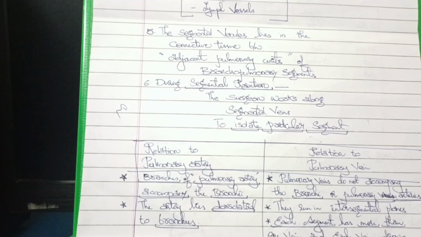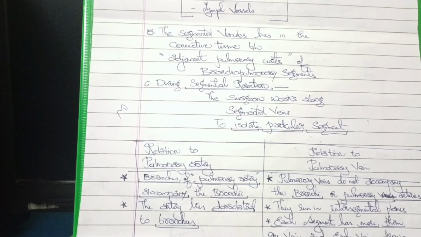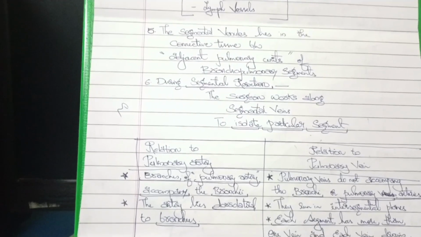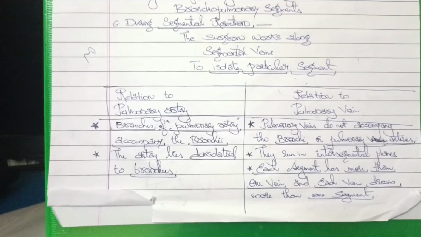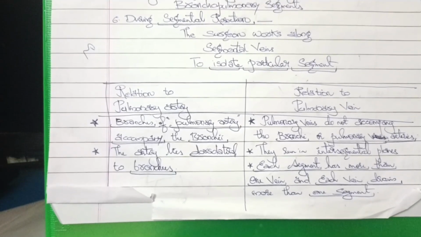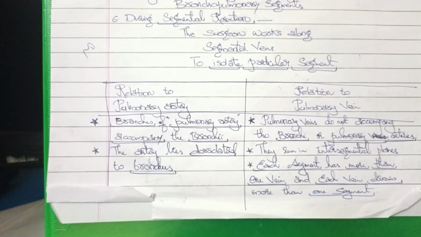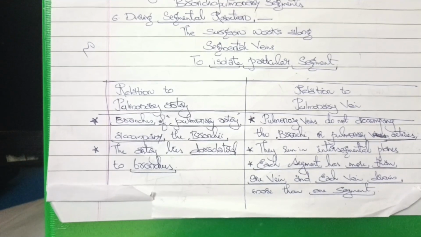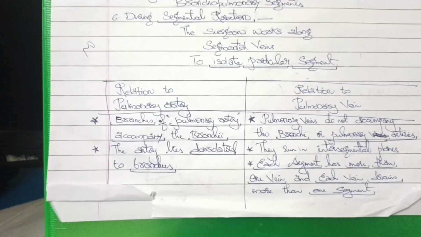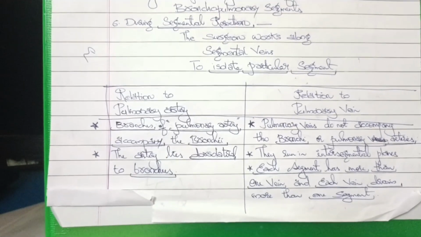The artery lies dorsolateral to bronchus, and each segment has more than one vein, and each vein drains more than one segment.